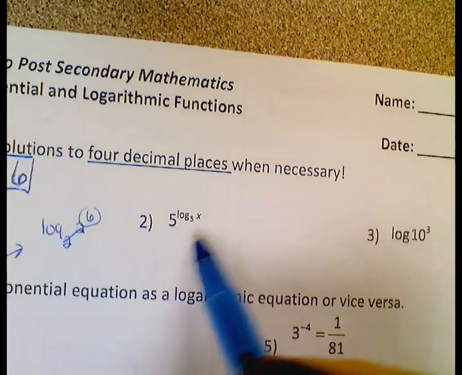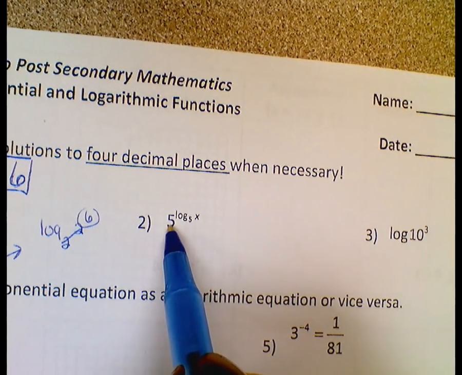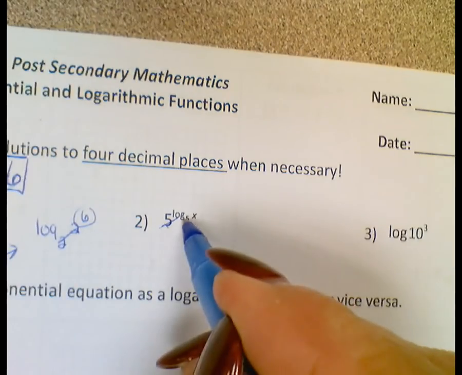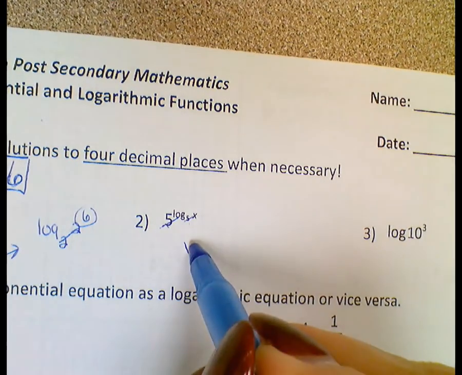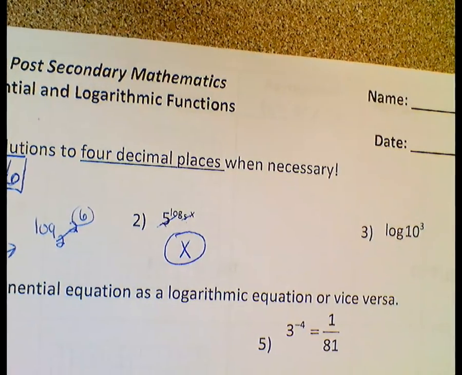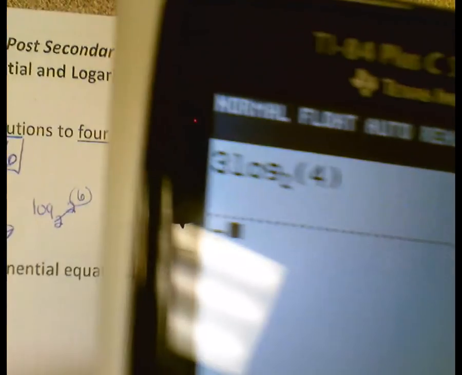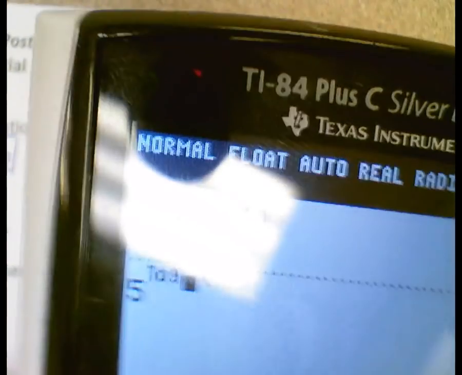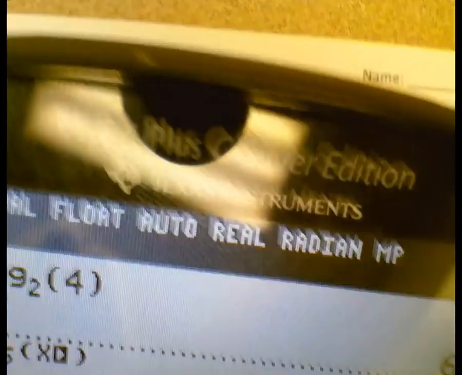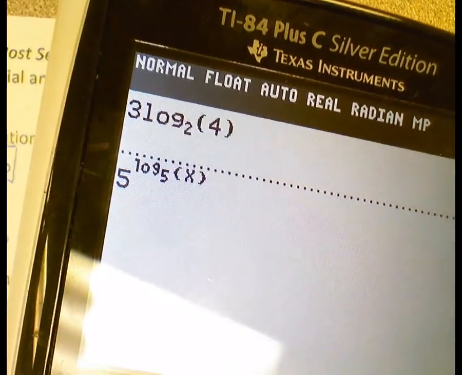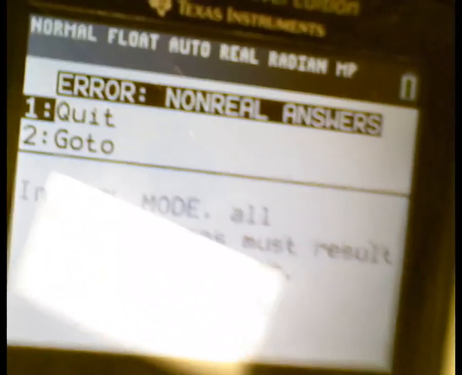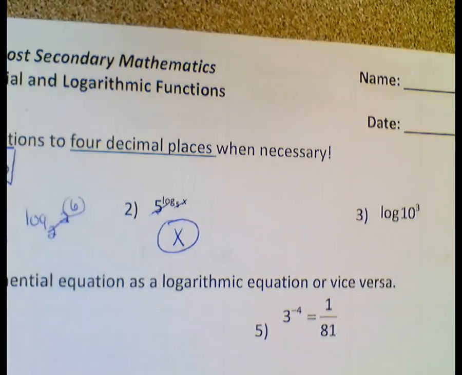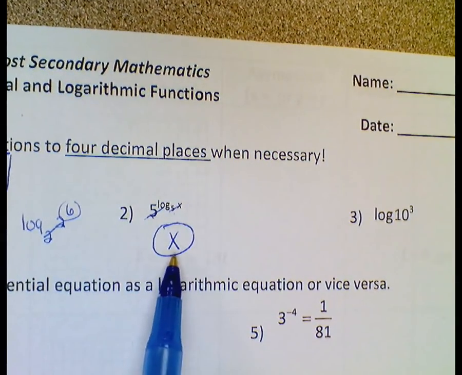So does anyone remember the base properties? If you have an exponential base and a log base, they will cancel, and your answer is just going to be x. If you want to punch it in the calculator, you'd go 5 raised to the alpha window 5, put in base 5 of x, this x right here. Like that? You guys see that? Oh, it doesn't even give you the answer because it doesn't give you x for an answer. Anyway, you need to know that property.